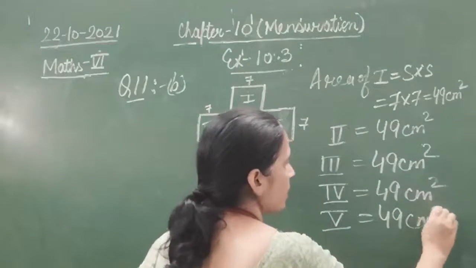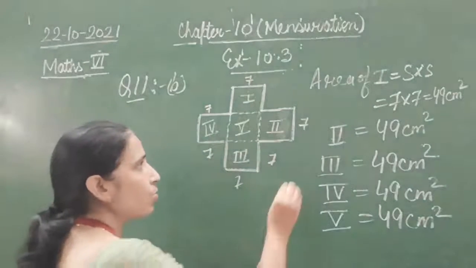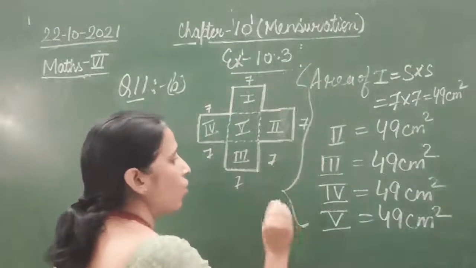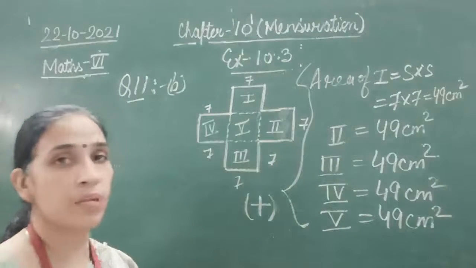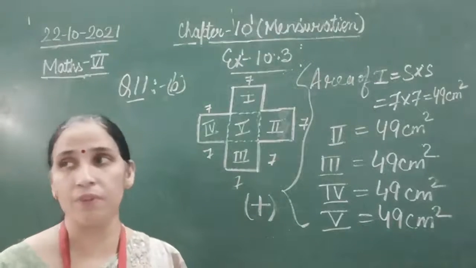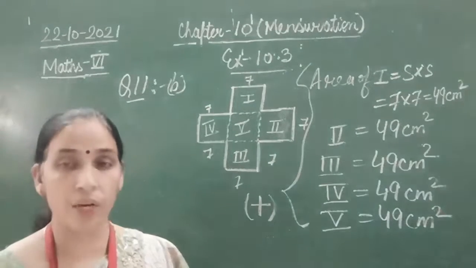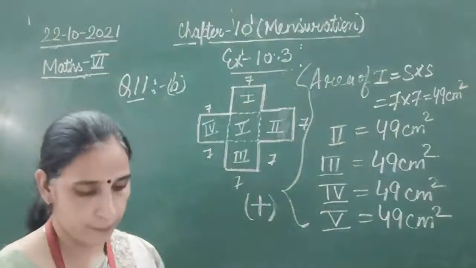Now if it is asked what is the area of this complete figure, what are you going to do? We are going to add all these areas. Area of the first figure, second, third, fourth and fifth. And then we will be able to find the total area of this.